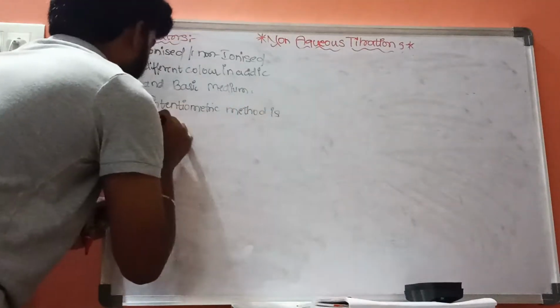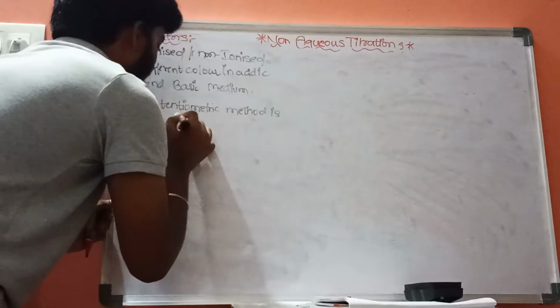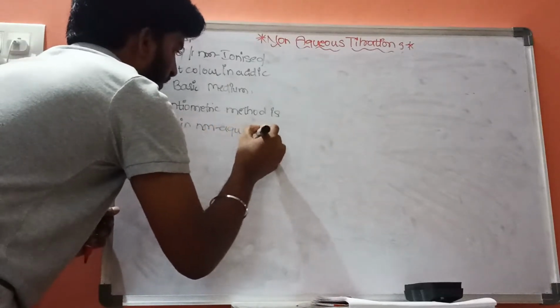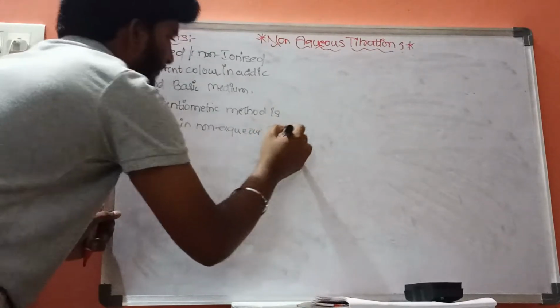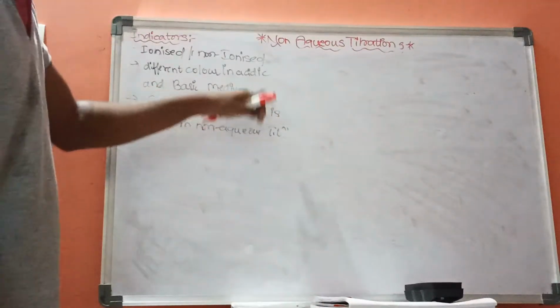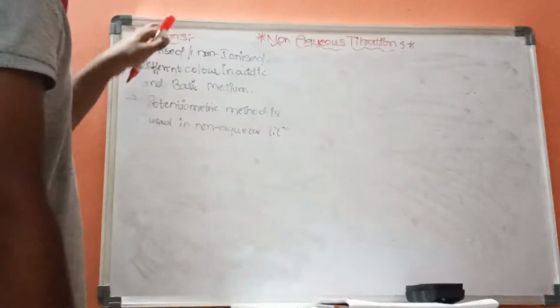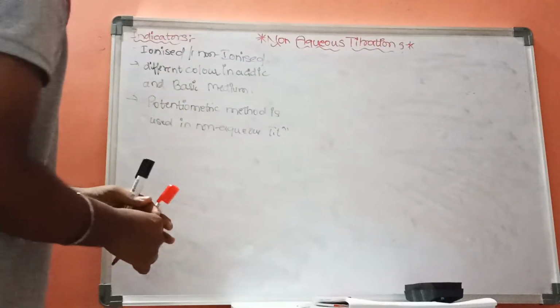Potentiometric method is used in non-aqueous titration. Now let us discuss what are the indicators which are used.